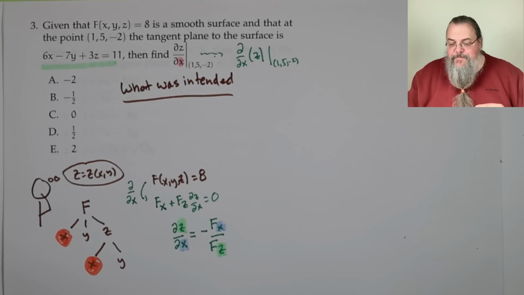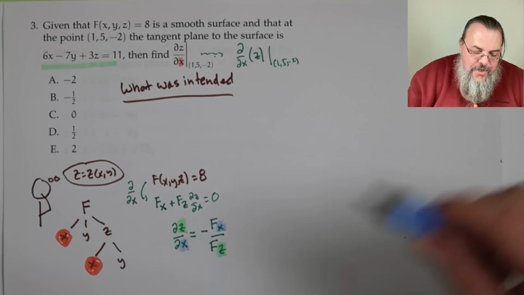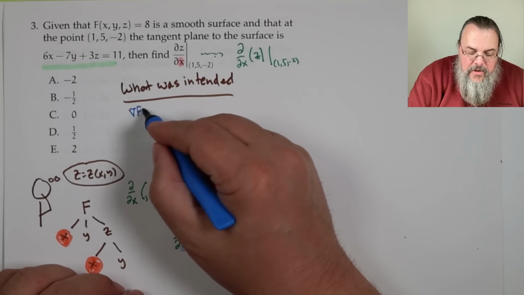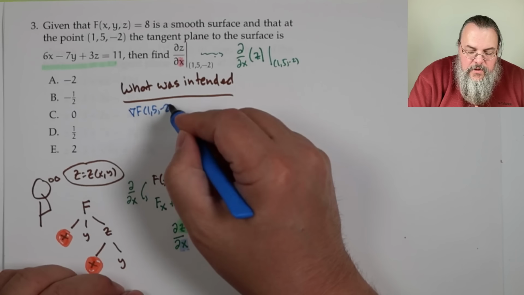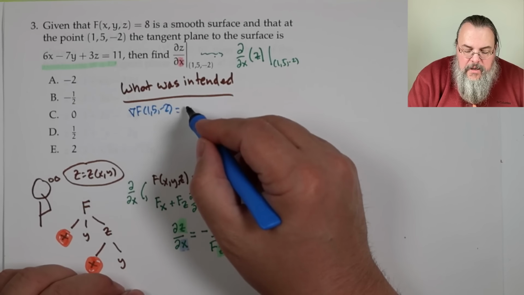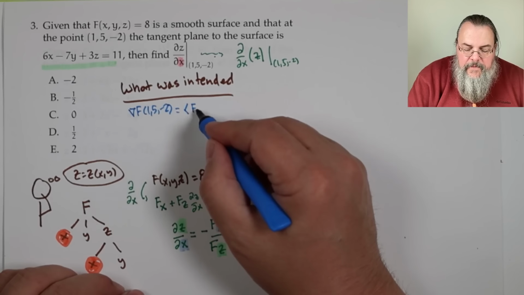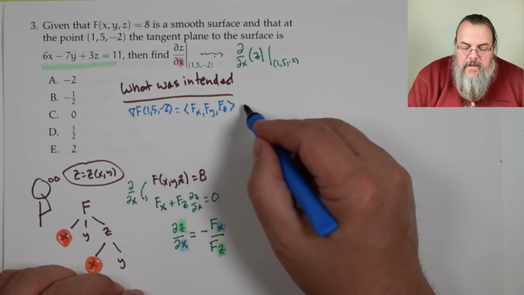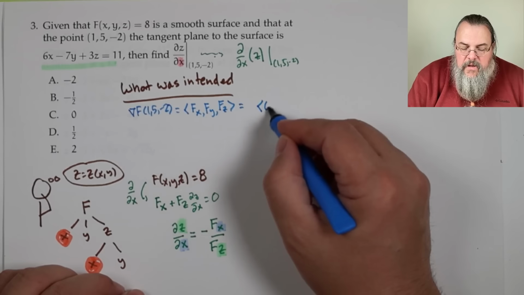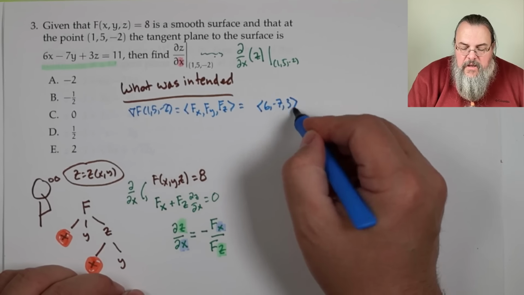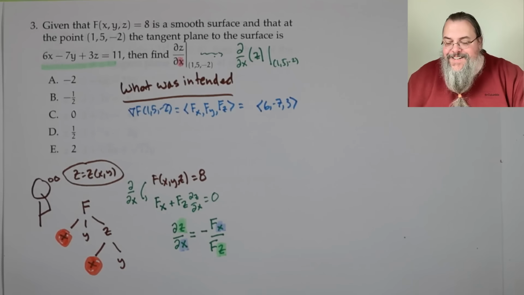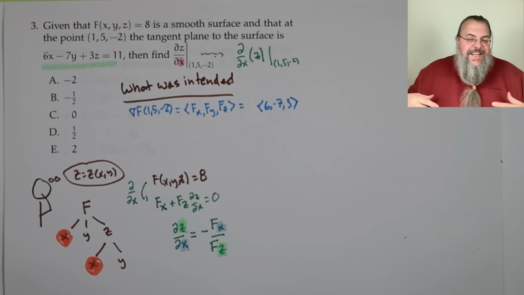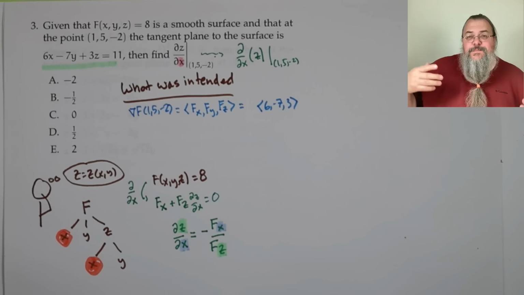The gradient. Now, quick question. Is the gradient of our function at 1, 5, negative 2, which, by the way, is f sub x, f sub y, f sub z, equal to 6, negative 7, 3? And if not, why not? Okay, now here's where it gets dicey. It could be, but probably not.